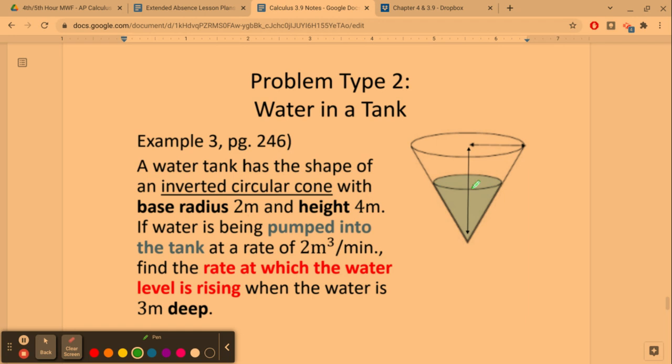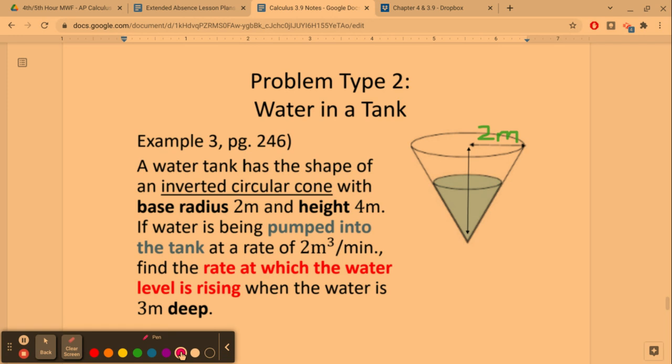Now, does that say anything about the watery region? No, that says something about our vessel. So we have 2 meters. Let me just sketch that. Got 2 meters. That has nothing to do with the watery region. Okay, so the height then is 4 meters.